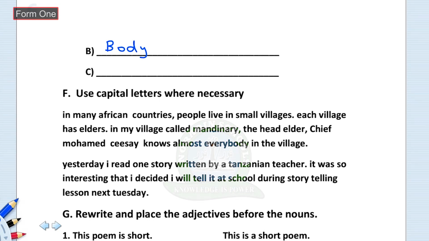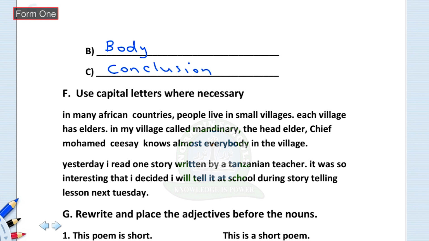And the last but not the least is the conclusion. Well, conclusion is the closing sentence of your paragraph, and it usually restates your topic sentence with different words.